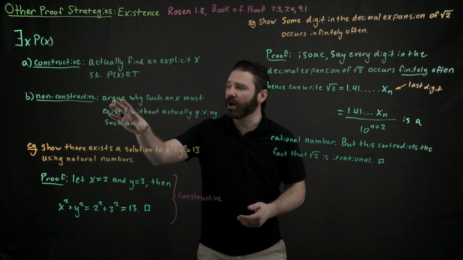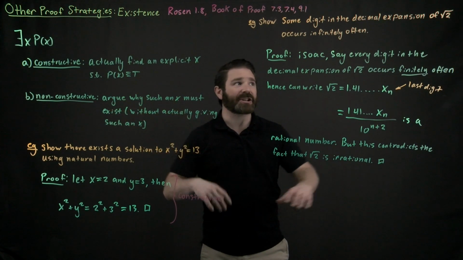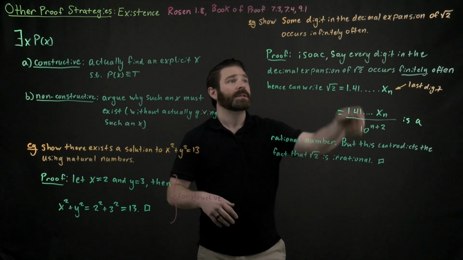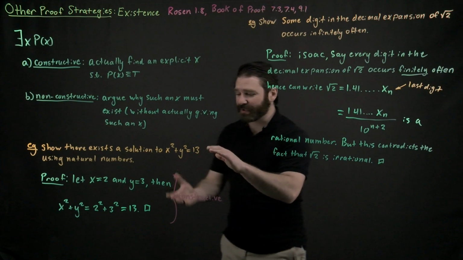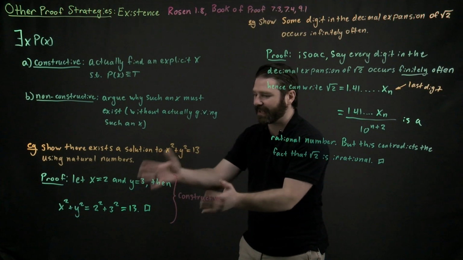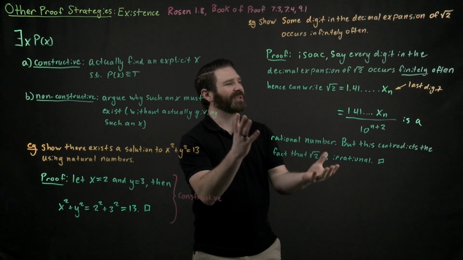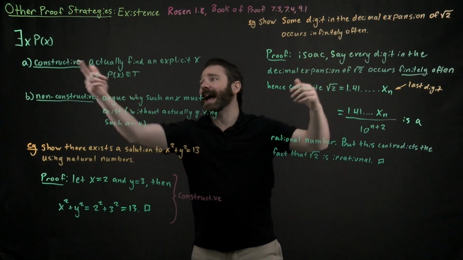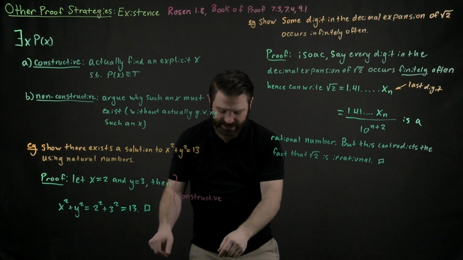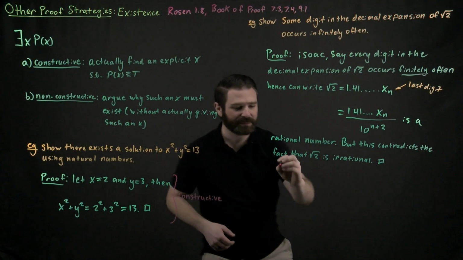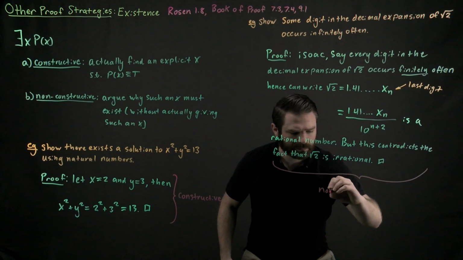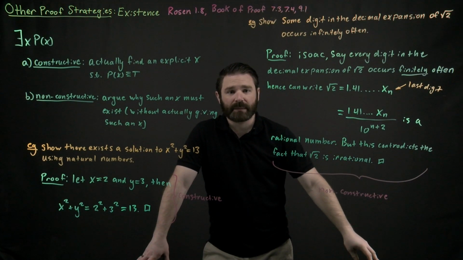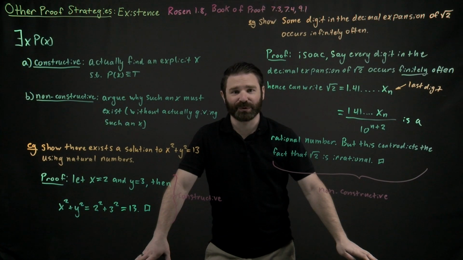That is the hallmark of a non-constructive proof. I've not actually told you which digit occurs infinitely often. I've simply given you an argument about why such a digit must exist. So while that previous one was a constructive argument, and you have an explicit x and y that shows that your statement is true, here I've just given you an argument about why it has to be true, and I've never actually demonstrated for you the specific x that would make P of x true. So this is an example of a non-constructive proof. And we'll go ahead and look at a couple more examples of both constructive and non-constructive existence proofs in future videos.